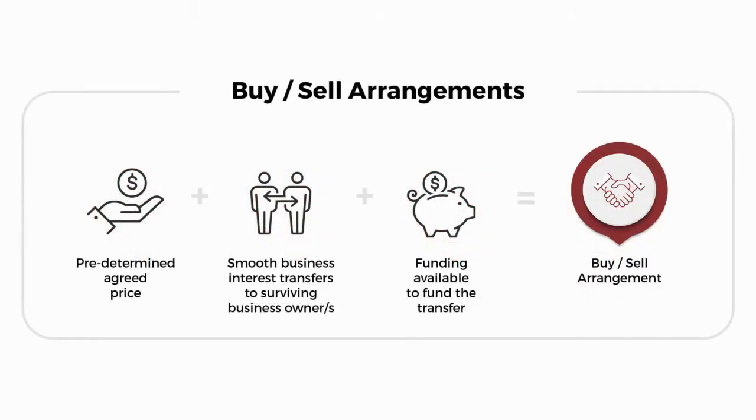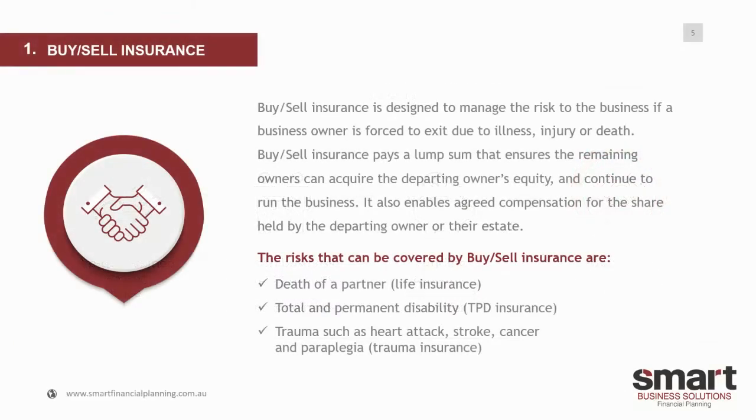So if I go through a buy-sell arrangement, what's a buy-sell arrangement? We have a predetermined agreed price. It sets out how you would resolve the transfer of ownership of shares if something was to happen. The beauty of a buy-sell arrangement is that you're agreeing a lot of this up front before you have the situation, which is obviously going to be a lot easier than doing it after the fact. And then it outlines the funding available to fund the transfer. If there is this type of incident, how would that then be funded? So that's what a buy-sell arrangement is.